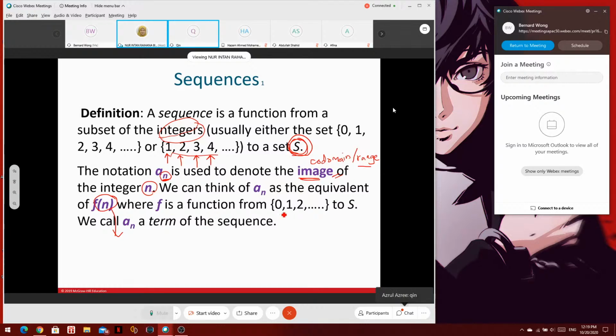It's a function from 0 to infinity, so that belongs to set S. We call a_n a term of the sequence. Remember that when we have the n, it means the number of how many terms are in the sequence, right? We say term, not element, because we use sequence.